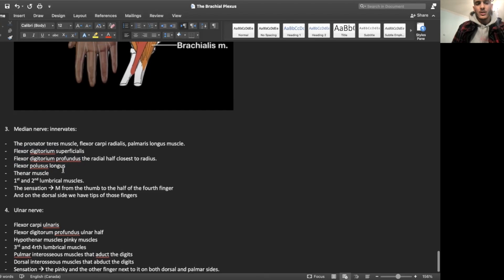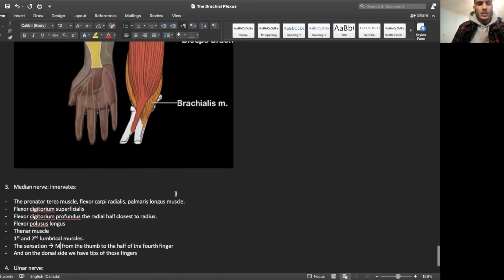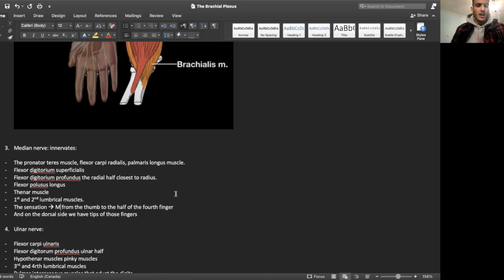The thenar muscles, now we're talking about muscles within the hands from this point onwards. Thenar muscles, first and second lumbrical muscles. The sensation, M from the thumb to the half of the fourth finger. And so what I'm talking about here is the palmar part of the hand. So it innervates the thumb, the index, the middle finger, and half of this fourth finger.